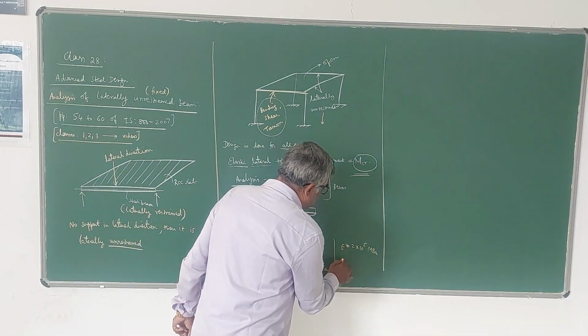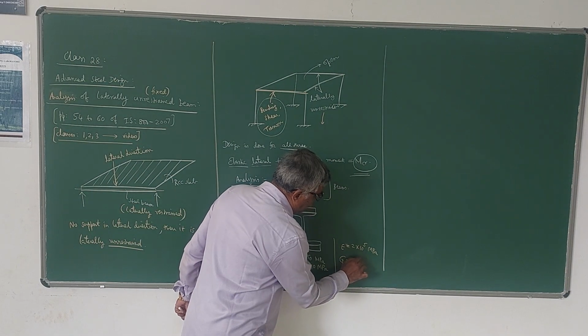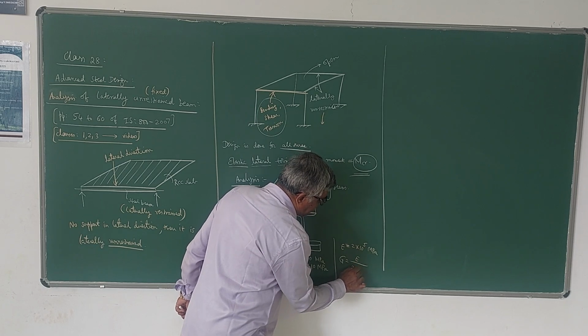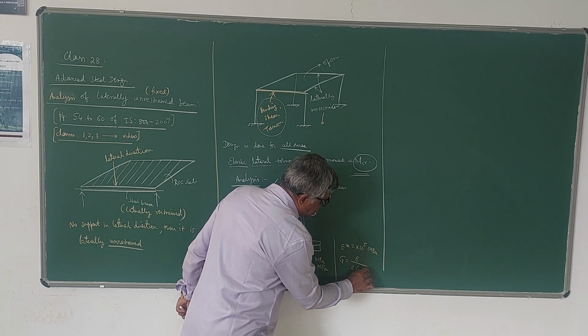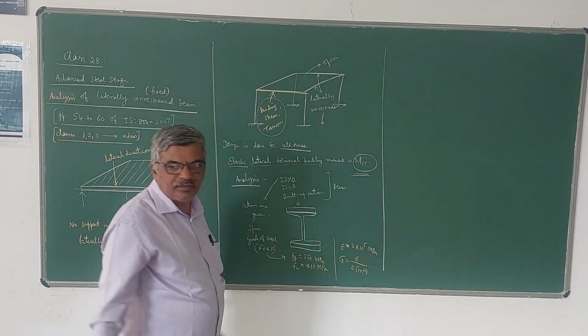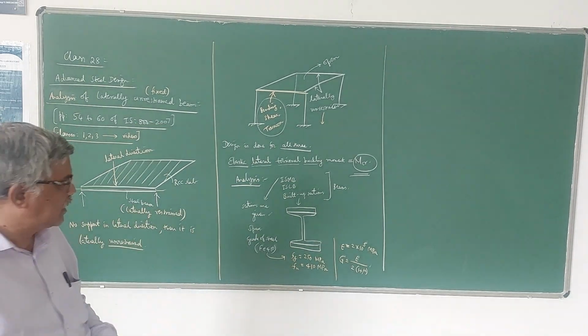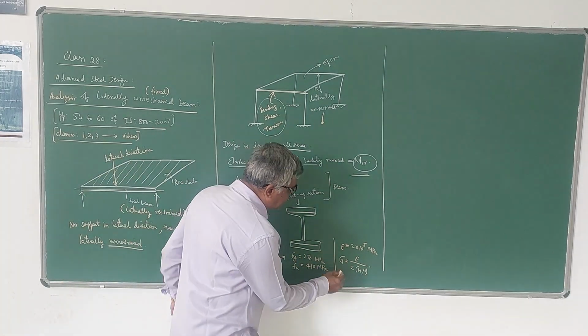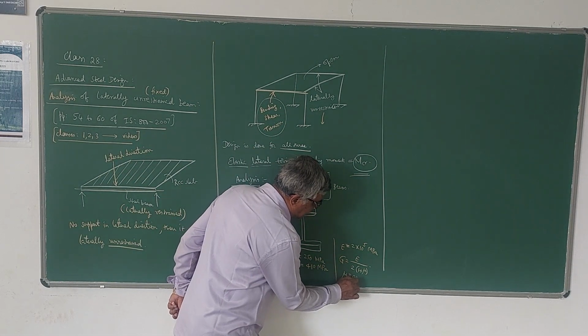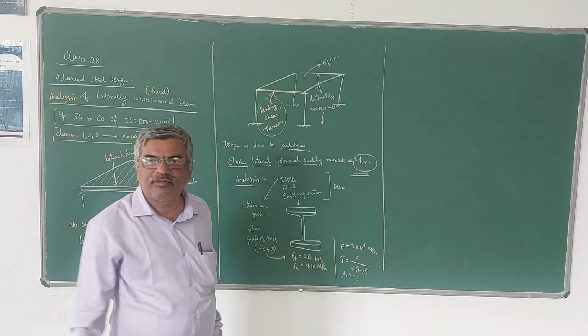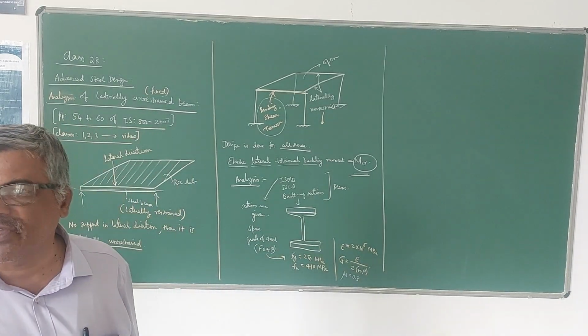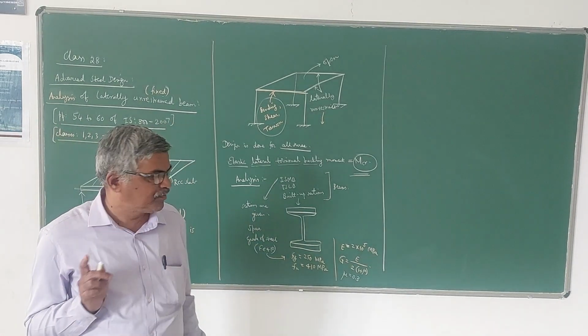And rigidity modulus G, you can compute using this: G equals E divided by 2 into 1 plus mu. This is the formula we can use for calculating rigidity modulus. Normally, mu value is Poisson's ratio. It is taken as 0.3. So these are the elastic constants we are going to use for steel.